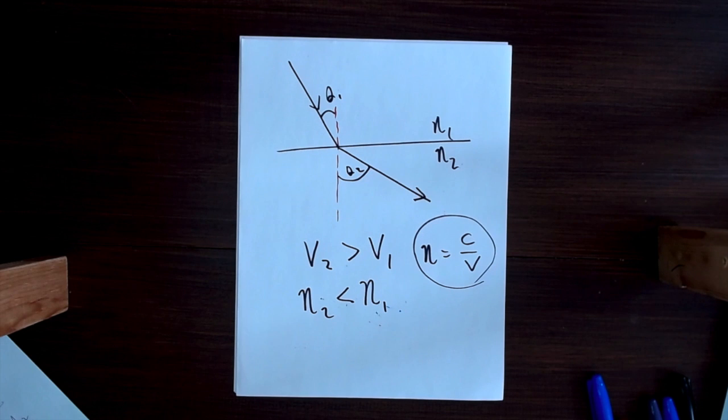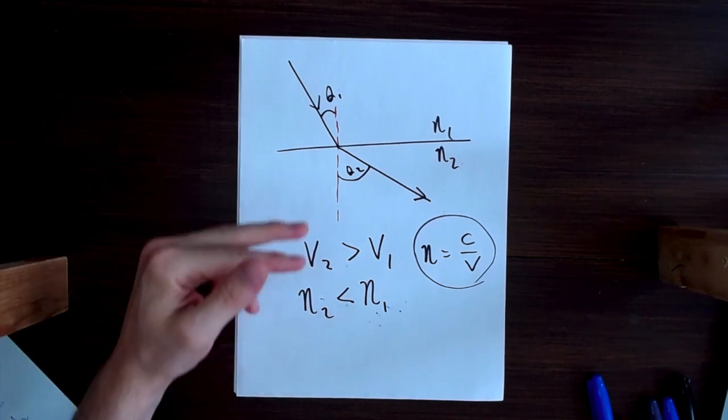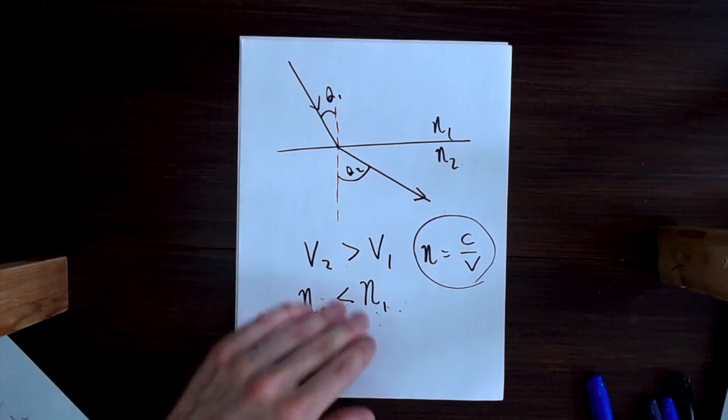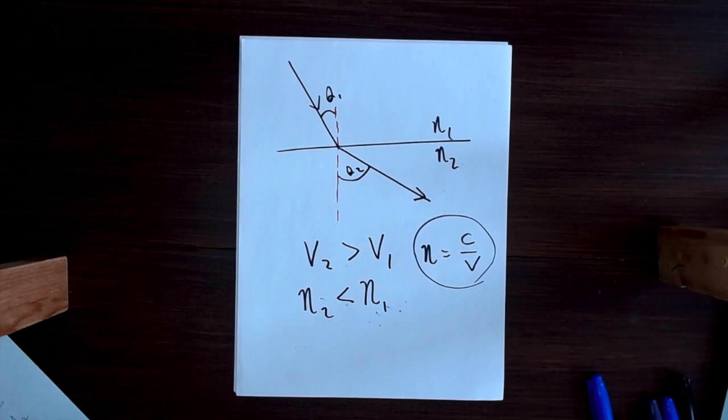All right, that's refraction. We haven't gotten to the math yet, but we can see when it bends away from the normal, it's speeding up, the light is speeding up. When it bends towards the normal, it's slowing down.